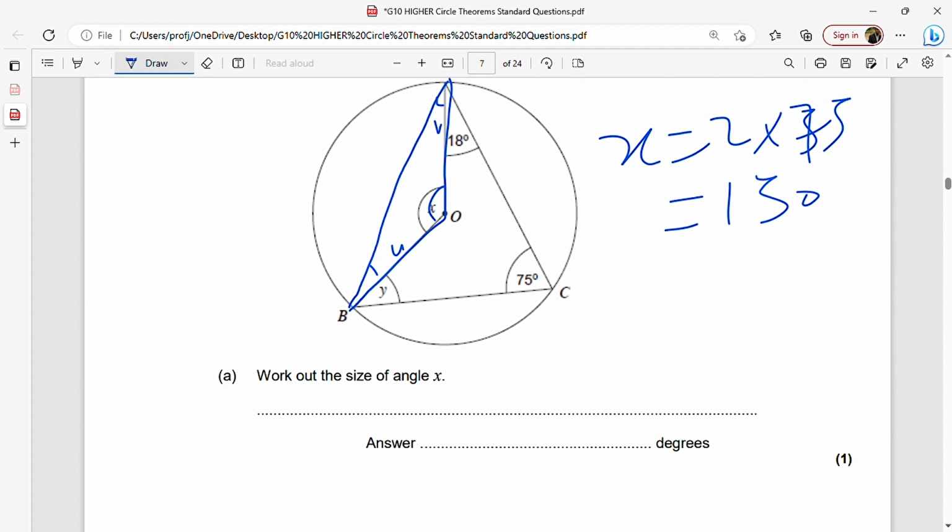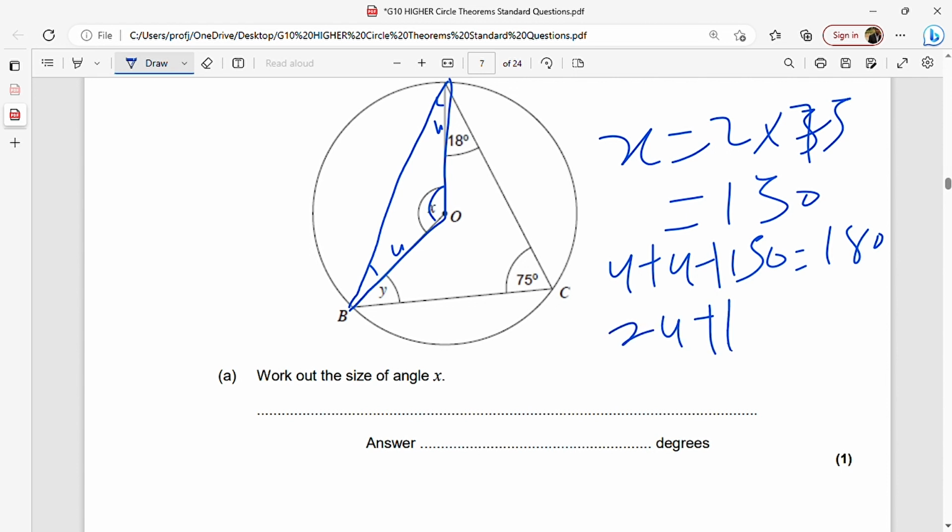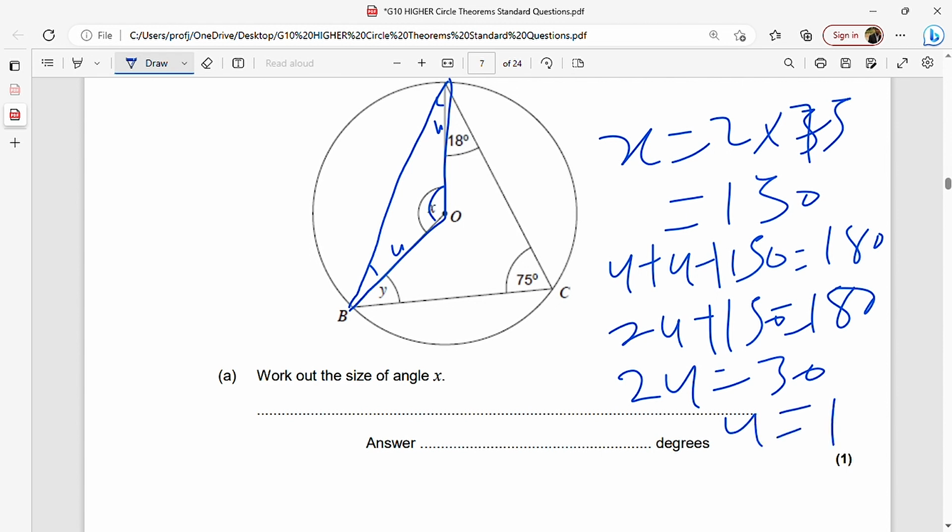Here will be U. The other side will be U. So U plus U plus 150 will be equal to 180, the sum of angles in that triangle. That's 2U plus 150 is equal to 180. Okay, so when you subtract 150 from 180, you'll have 30, right? So 2U is equal to 30, then U equals 15. So here is 15. Here also is 15, right?